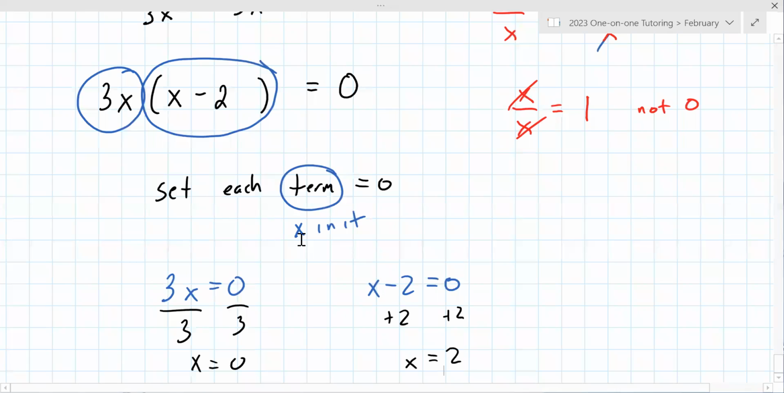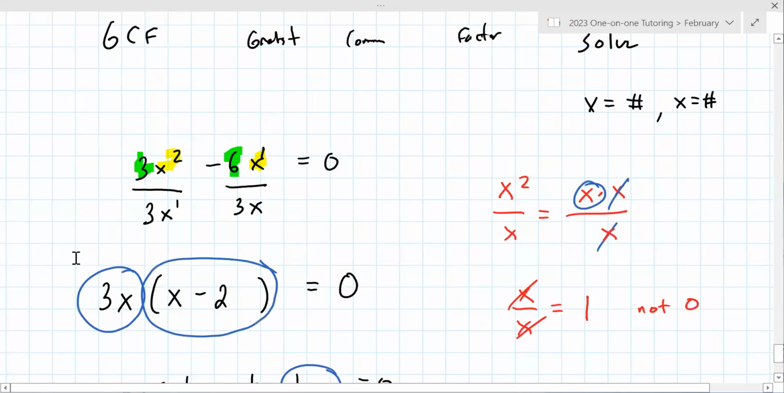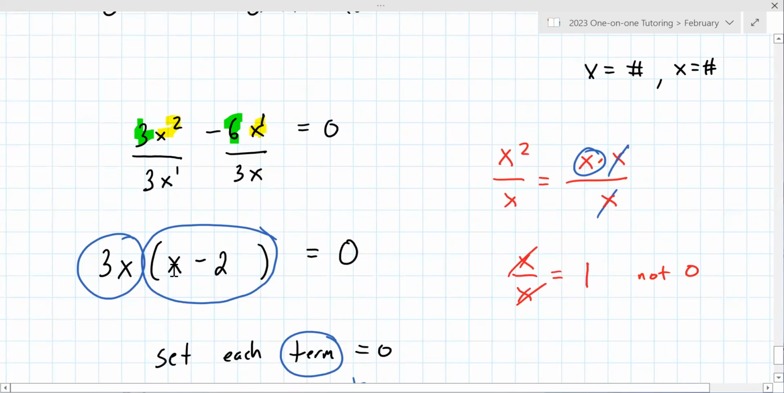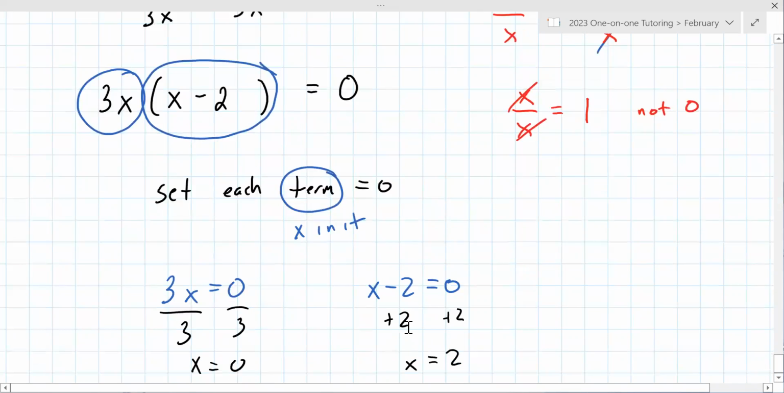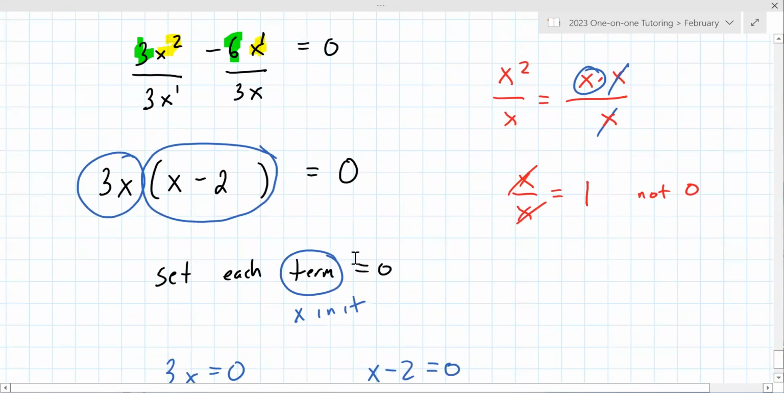So these have more steps, right? You first figure out the GCF, which is quite a bit. You have to figure out what goes in the parentheses. Then you set them both equal to 0. Then you solve. We'll do another example here together. Let me look at what I gave you.